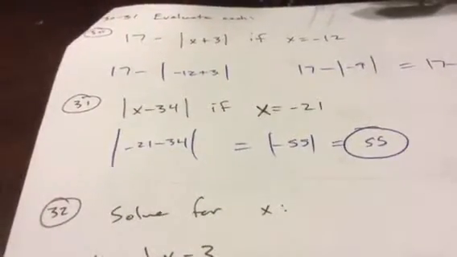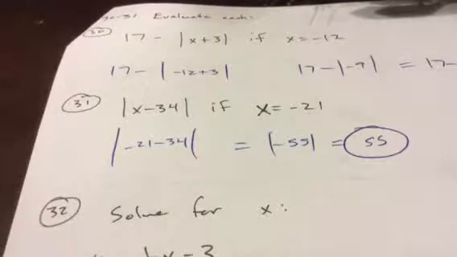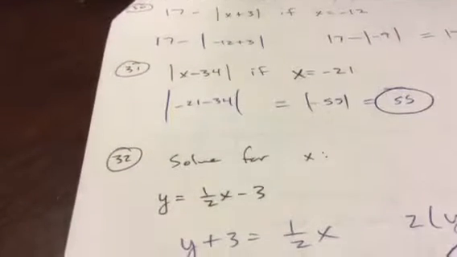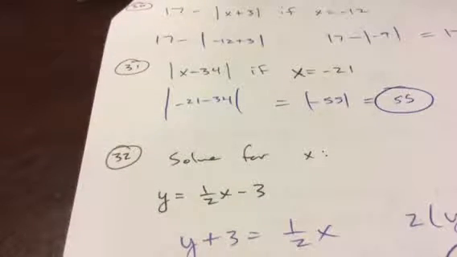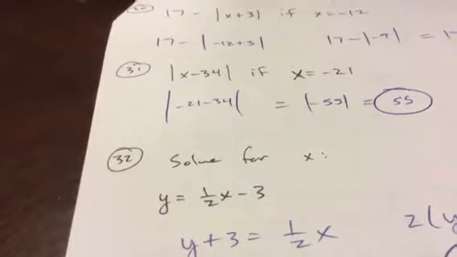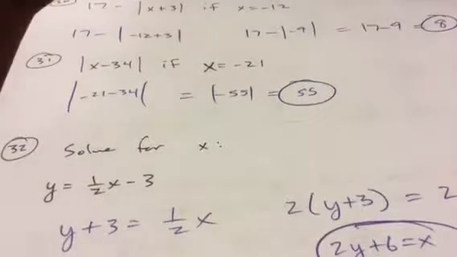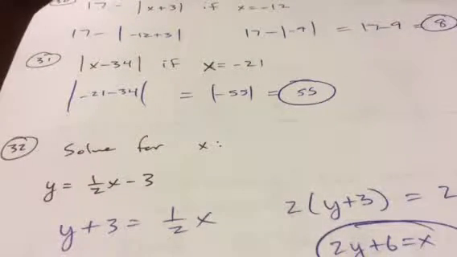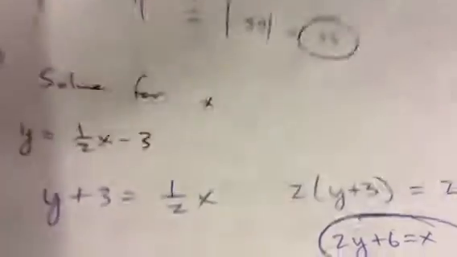Plug negative 12 in for x. Absolute value of negative 9 is a positive 9. 17 minus 9 is 8. Plug negative 21 in for x. Negative 21 minus 34 is a negative 55 in the absolute value. 55 to the left of 0 is still 55 away from 0, so your answer is 55.